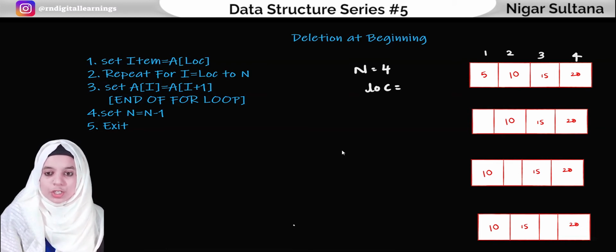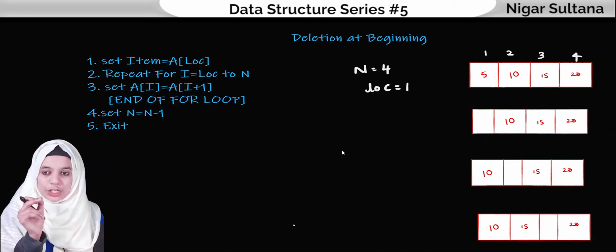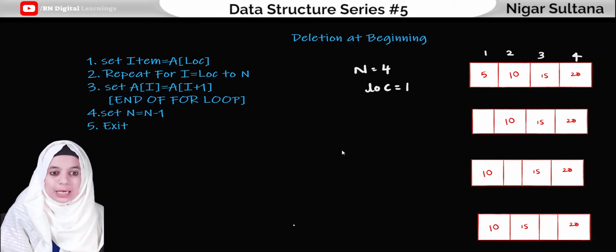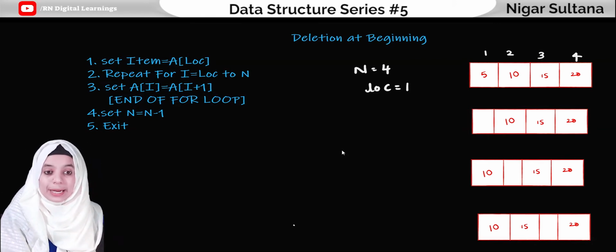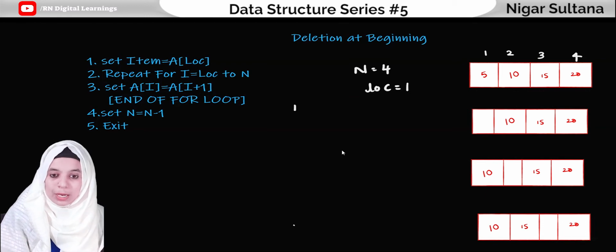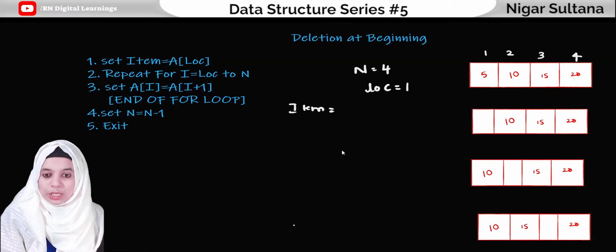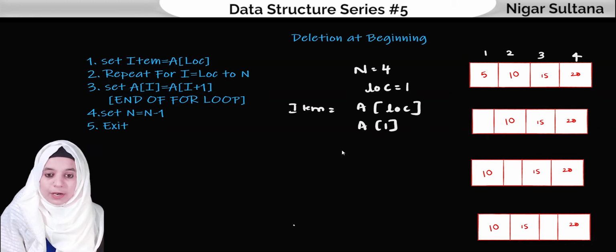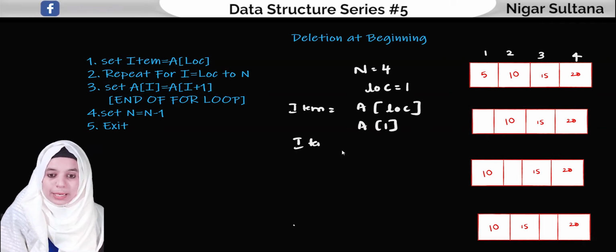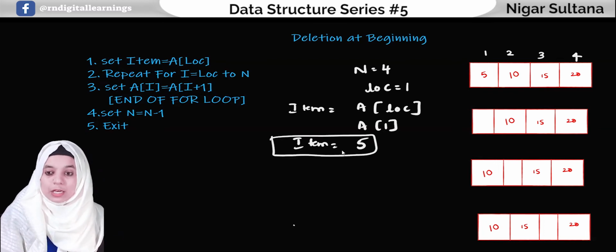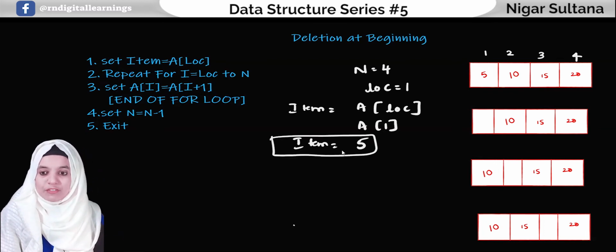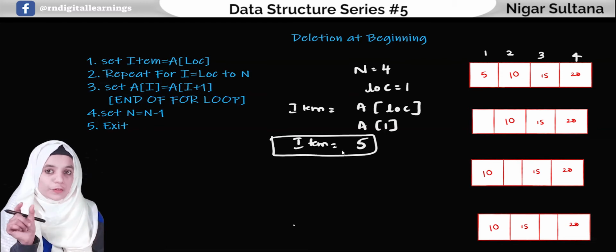Now what is the location? Location is 1, which means I must remove the value at A of location. What is statement 1? The first step is item equals A of location. So I must place in the item variable the value of A of location. A of 1 is 5. So I must place this 5 in item. Clear? So what happens when I remove this 5? Now this place is empty, A of 1 is empty now.